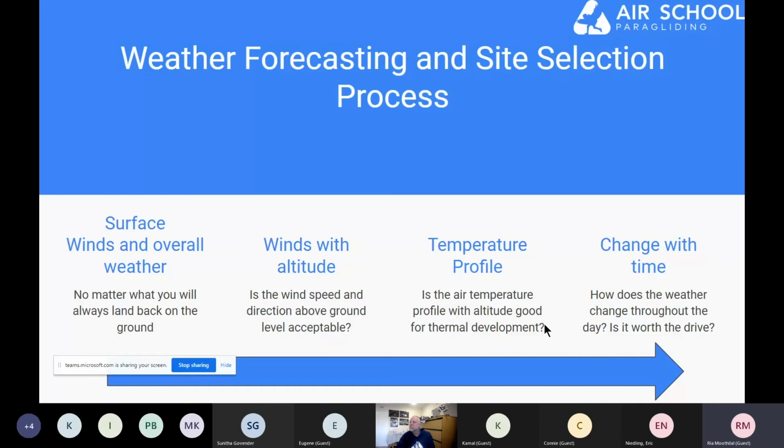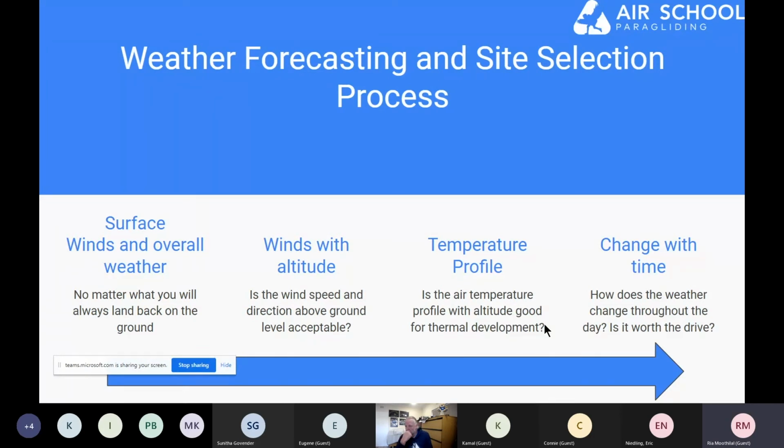The second step would be evaluating the wind speed and direction with various altitudes. So even though you might be taking off at, say, 300 meters above sea level on a little hill, it is quite likely that you could climb up to 1,000 or even 2,000 or 3,000 meters in the peak of summer. And you want to ensure that wherever you're flying, the wind speed above ground level is still acceptable for your skill level and happiness level? So that's the second box: is the wind speed with altitude good?